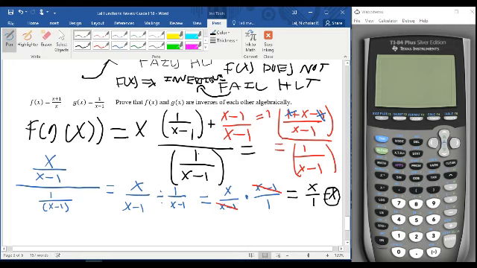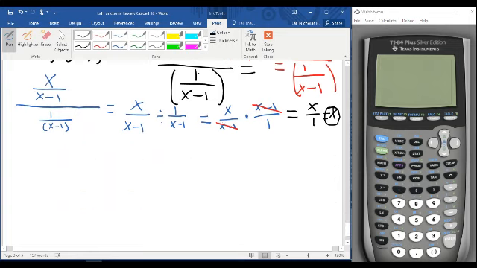So we're doing a composition of the functions, and the answer is x. So if you do either one of these, that's going to give you x, which is the correct answer.